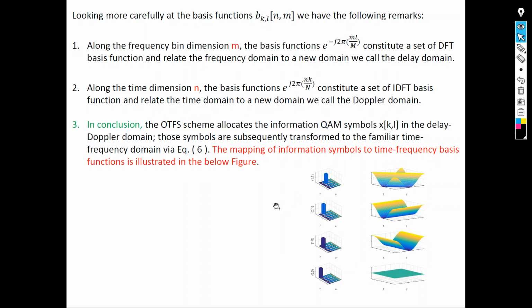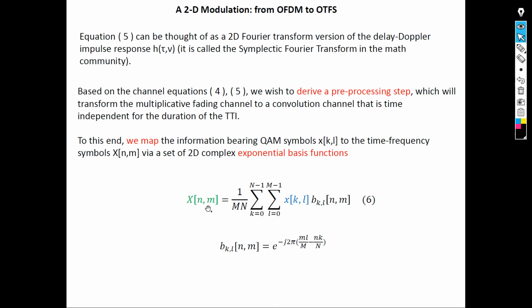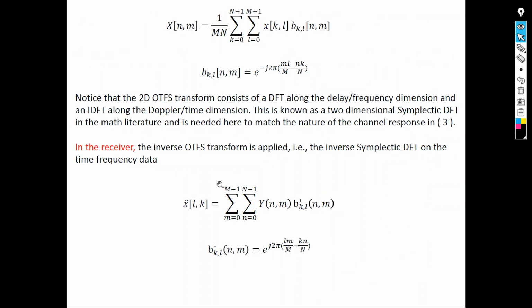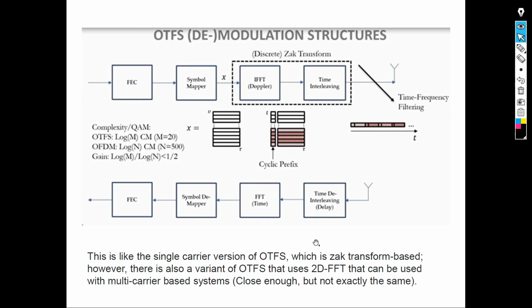This is X. After you transmit it over the channel, you get Y. You take the received signal Y and multiply it by the complex conjugate of the two-dimensional basis function to get X hat LK. And in the complex conjugate, as you can see, the first now is plus and the second is minus. Okay? Now, let's go to the implementation.